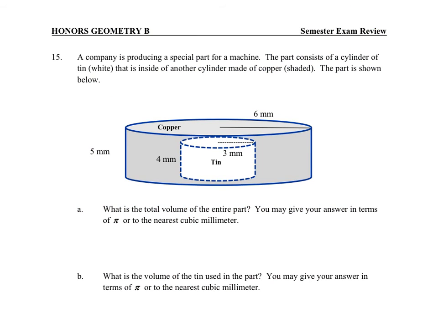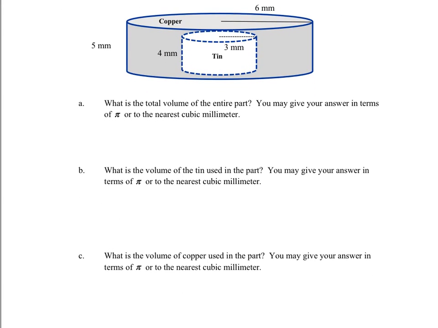Question 15 says a company is producing a special part for a machine. The part consists of a cylinder of tin, which is the white part, that is inside of another cylinder made of copper, which is the shaded part. The part is shown below. Part A asks us, what is the total volume of the entire part? We can give our answer in terms of pi or to the nearest cubic millimeter.